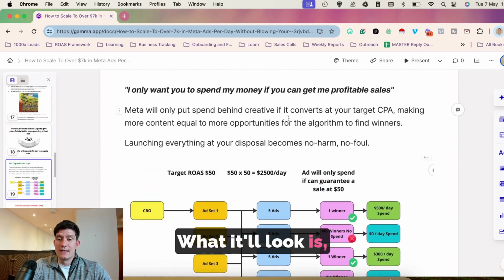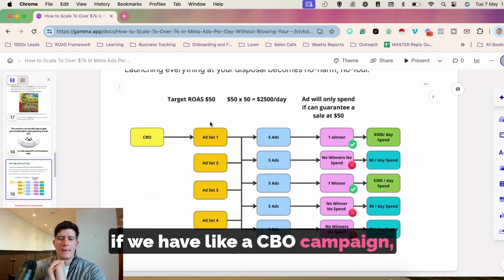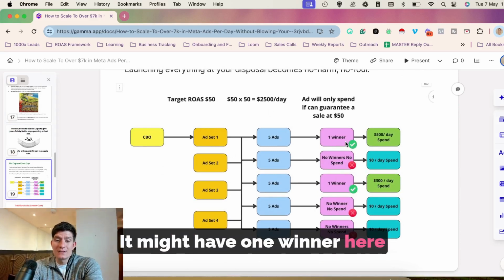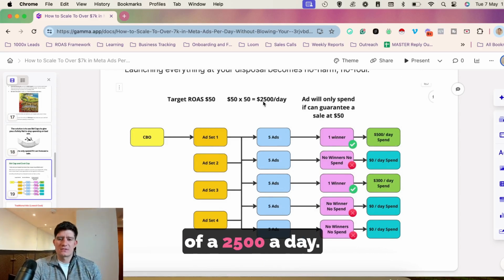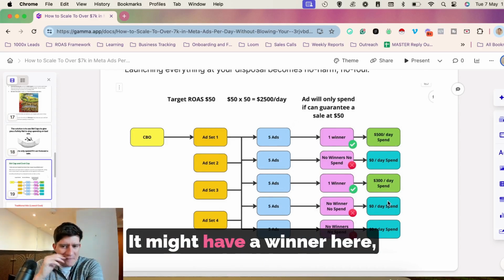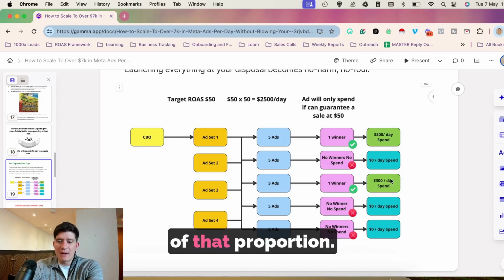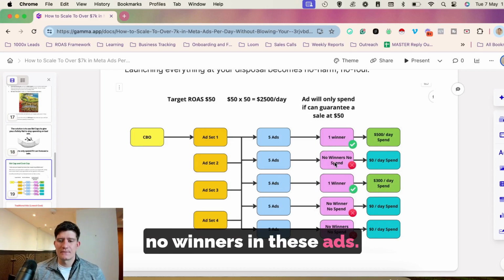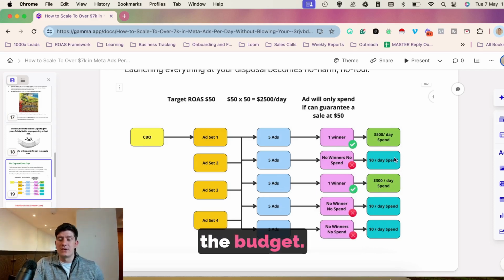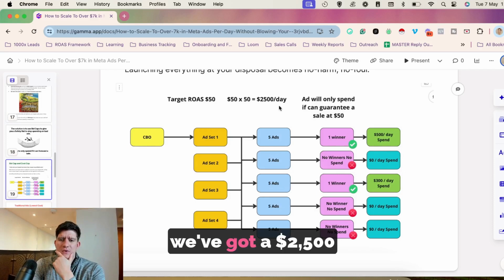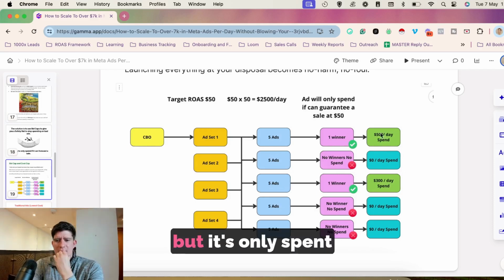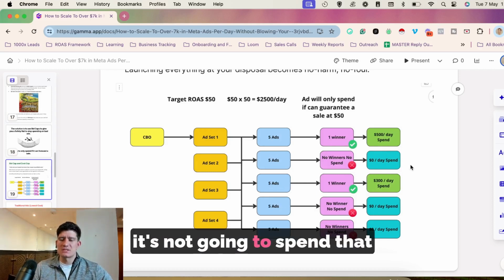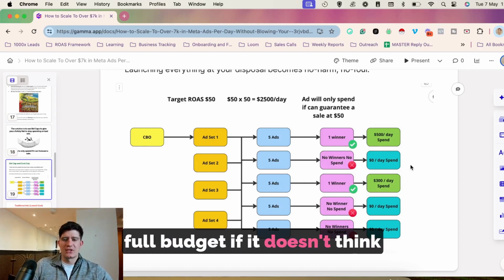What it'll look like is, for example, if we have a CBO campaign with 4 different ad sets with 5 different ads, it might have one winner here that might spend $500 of a $2,500 a day. It might have a winner here that spends a little bit of that proportion. And then you can see here, there might be completely no winners in these ads, and that won't spend the budget. So you might be wondering, we've got a $2,500 per day budget, but it's only spent $800 here. That's another thing you need to know: it's not going to spend that full budget if it doesn't think it can get results.